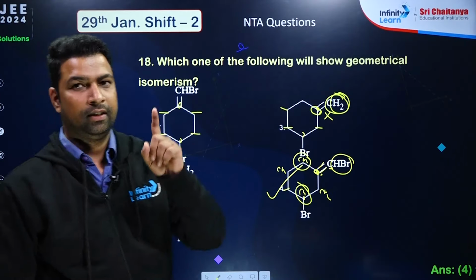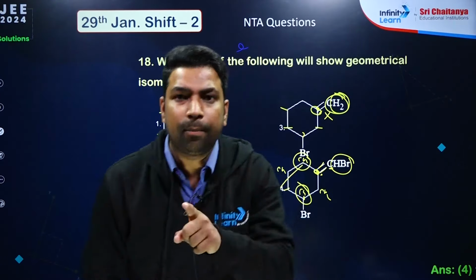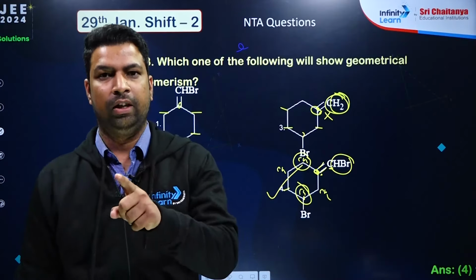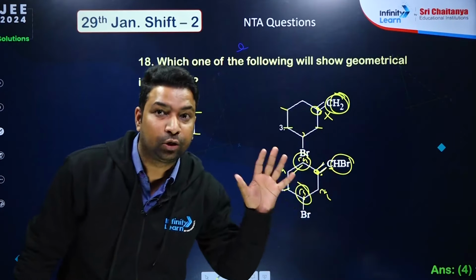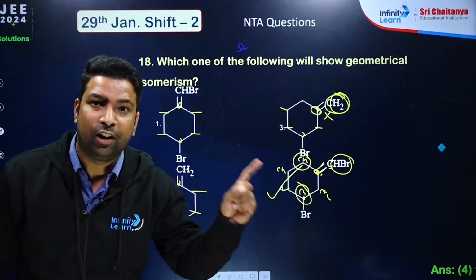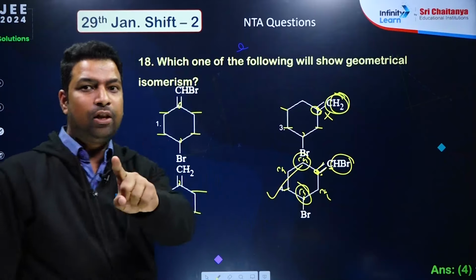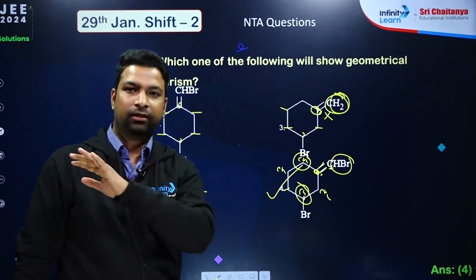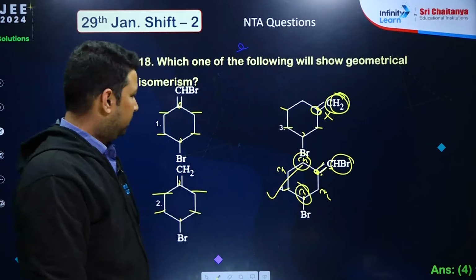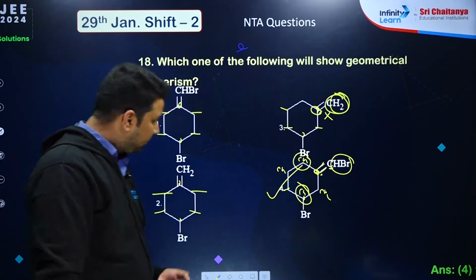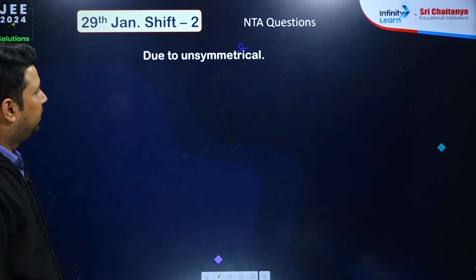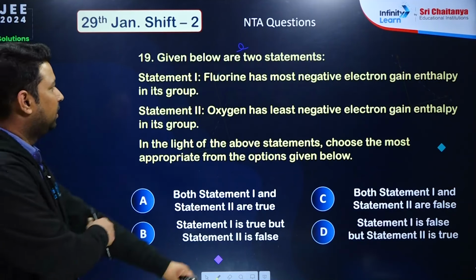So you have to check both about the double bond and about the ring also. If a part of the molecule can show GI, then we can say the entire molecule can show GI. So fourth will be your answer, and due to unsymmetrical, it was the answer.